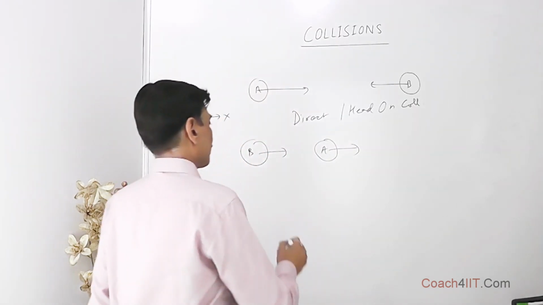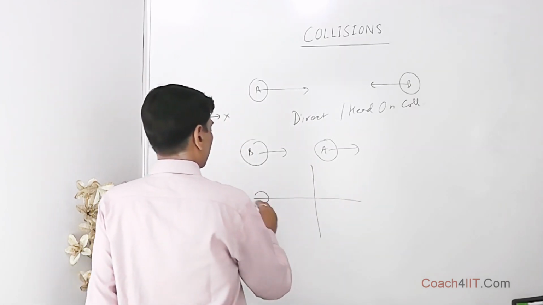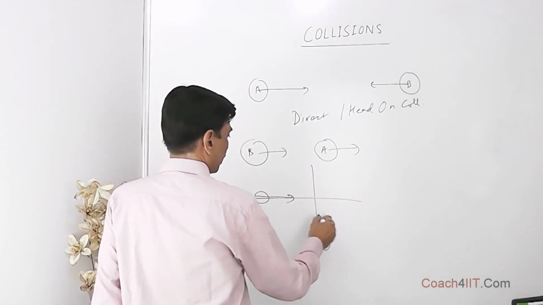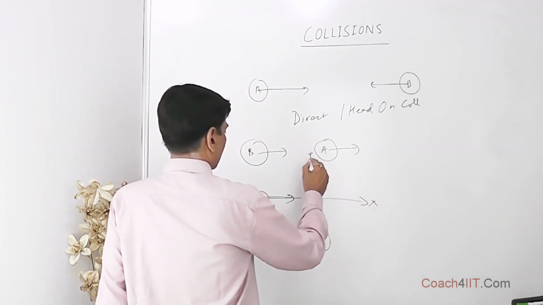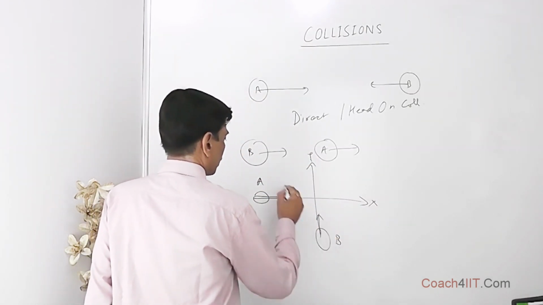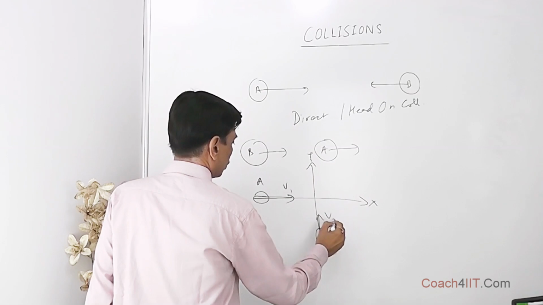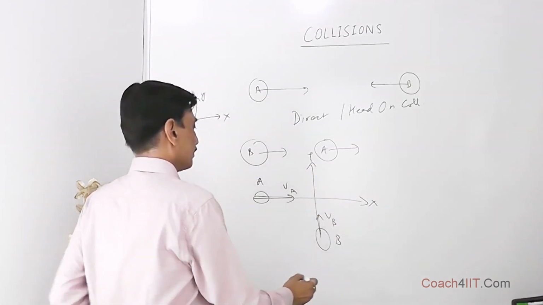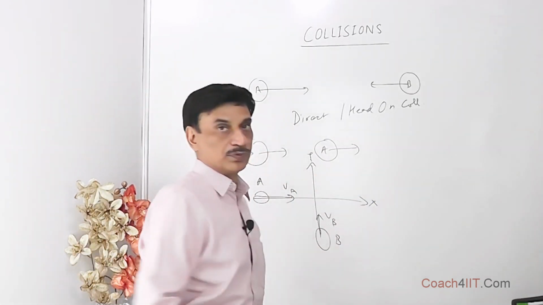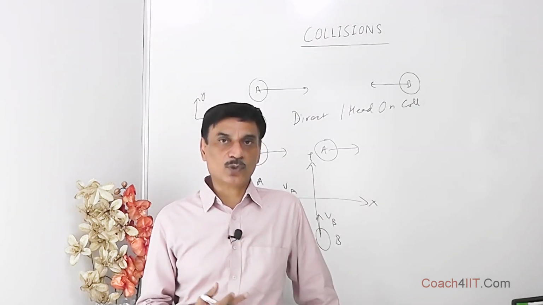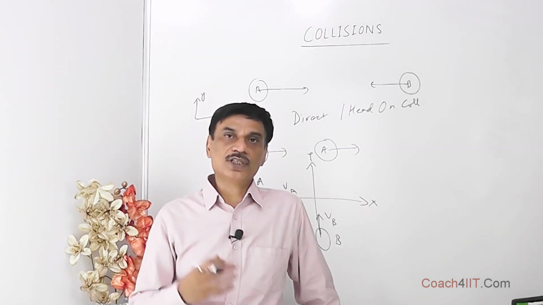There could be a case, let's say, where a body is coming from here and the other body is coming from here. Let's say these are the x and y axes. This is body A coming here with some velocity, and this one is coming with another velocity, or let's call them va and vb. They come over here, collide, and then they move. So this is a case of an indirect collision, or a collision in two dimensions.